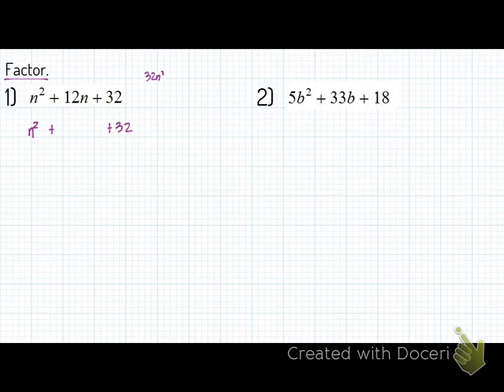So let's try 2n. 2n and 10n equals 12n, but 2n times 10n is 20n squared. That doesn't work either. Next one, let's do 3n plus 9n. 3n plus 9n is 12n, but 3n times 9n is not 32n squared, it's 27n squared. That doesn't work. Let's try 4n and 8n. 4n plus 8n is 12n. 4n times 8n is 32n squared. Does this work? Yes. Okay, good.